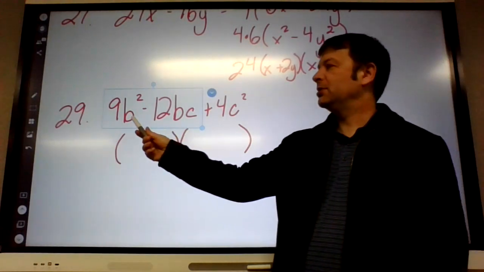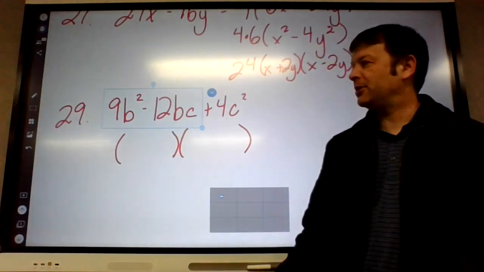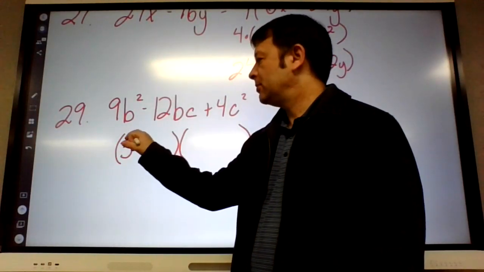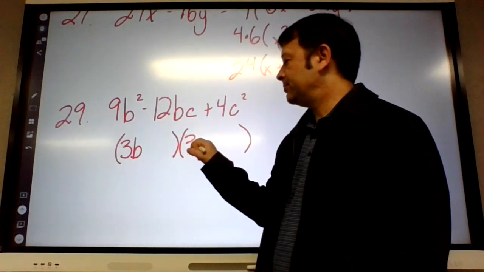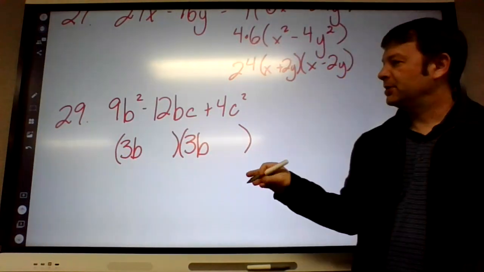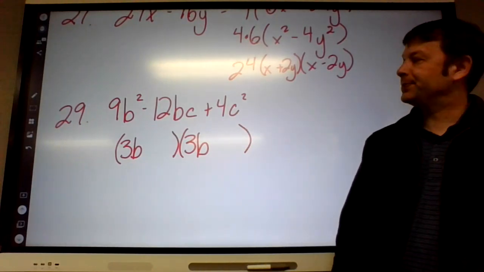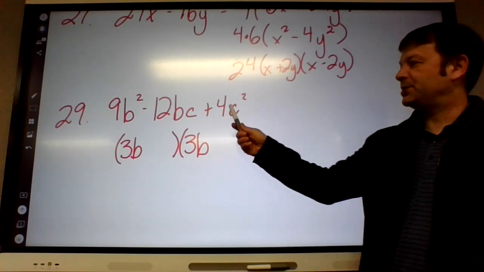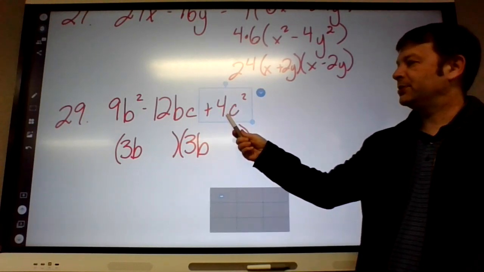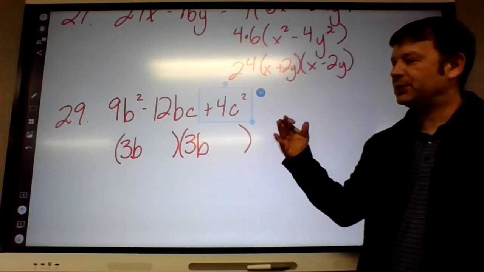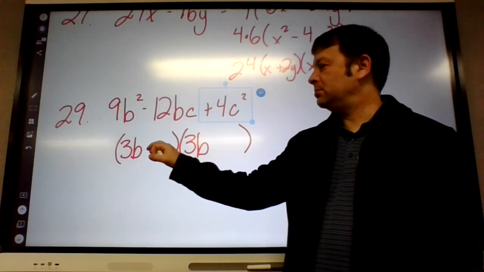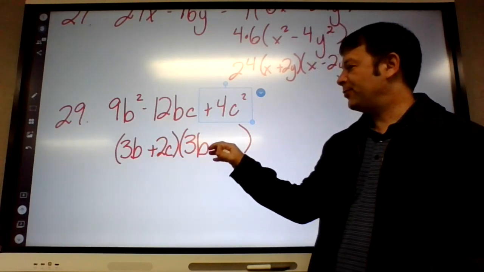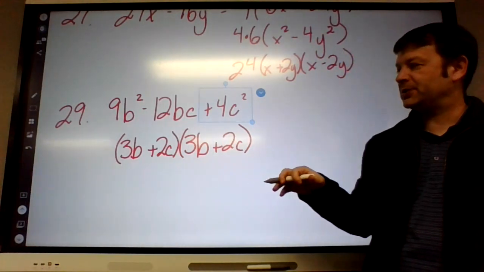Davin, what could go into the front on this one? 3B times 3B. And what could go into the back? Could be 2C and 2C. So we got a C squared back here, so we can't just put 2 and 2. We got to put 2C and 2C. So positive 2C and positive 2C. Could be 4 and 1. Could be a lot of things. We just got to kind of try.